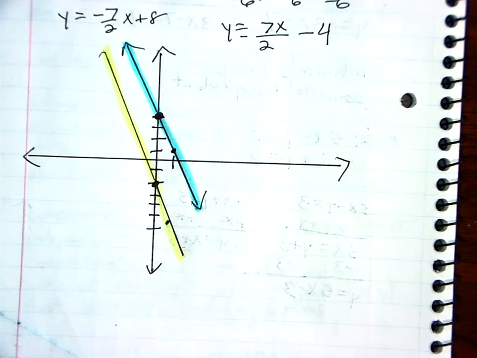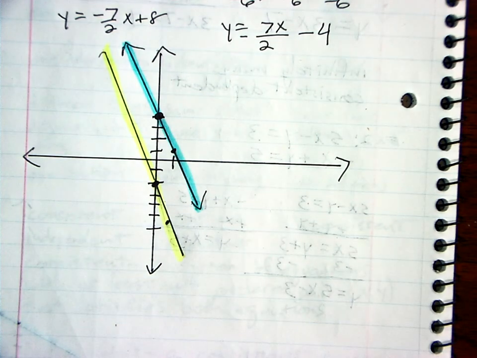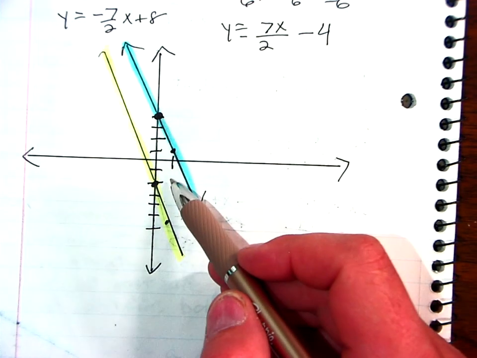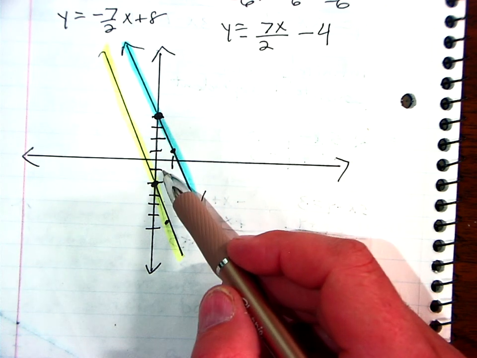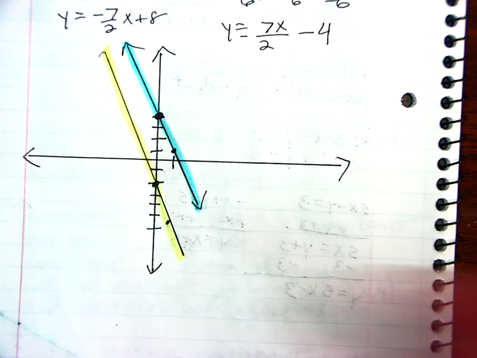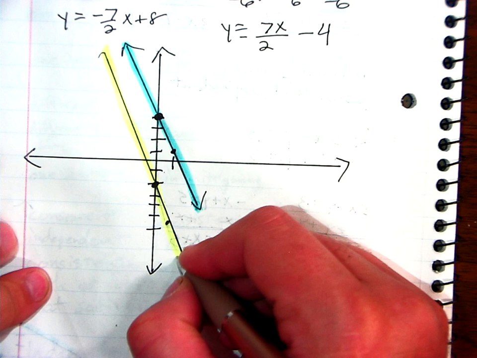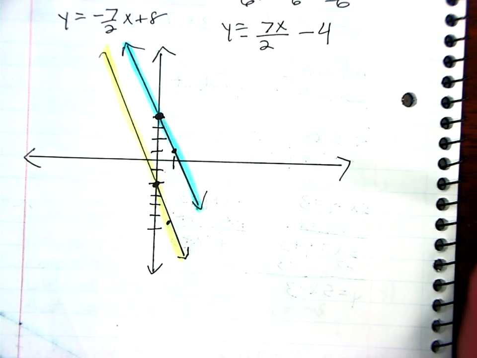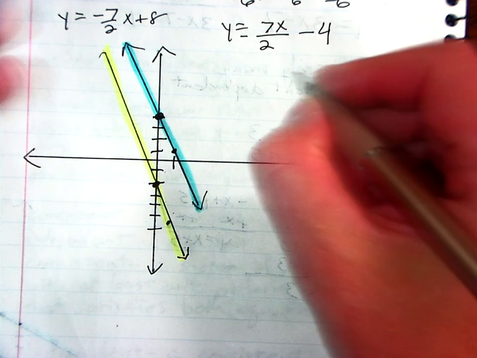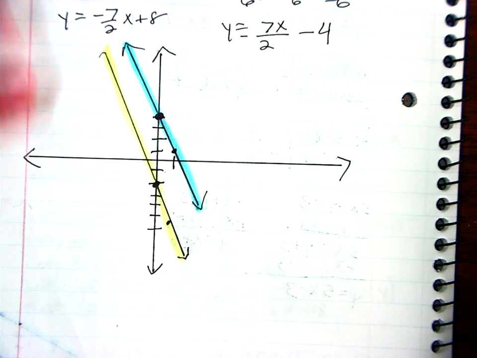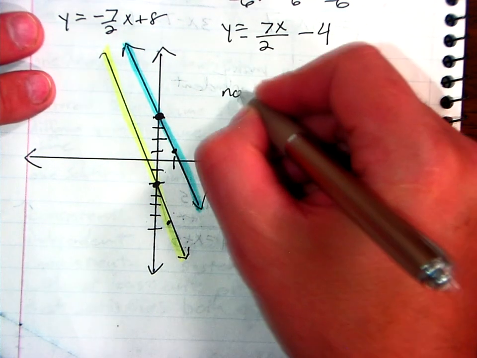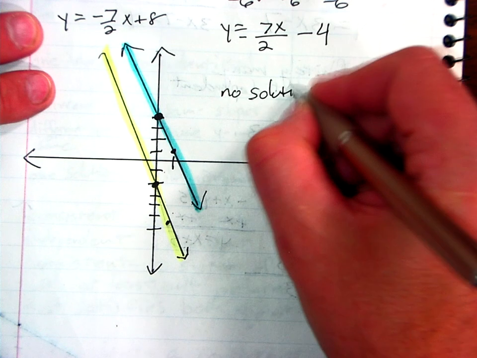Why does it not go through the line? Because once I went down 4, I had to go down another 7 and then over 2. So what do you notice about those lines? Do they cross? No, so it wants to know how many solutions there are. How many solutions are there? Try again. Oh, you're all right, I'm sorry, I misspoke. There are no solutions.